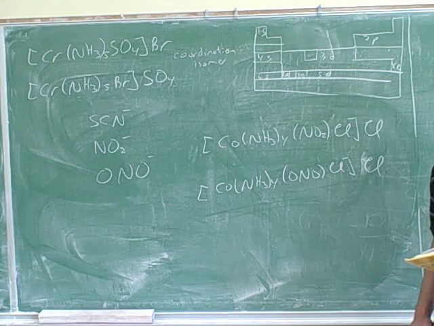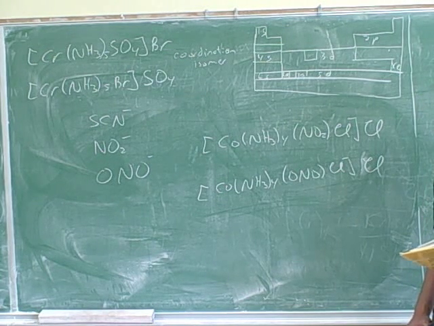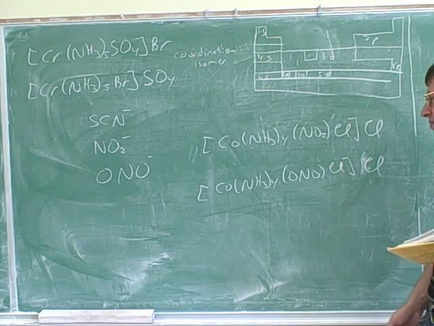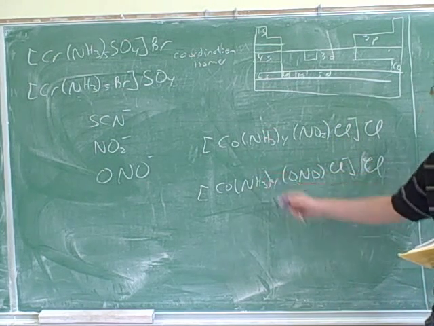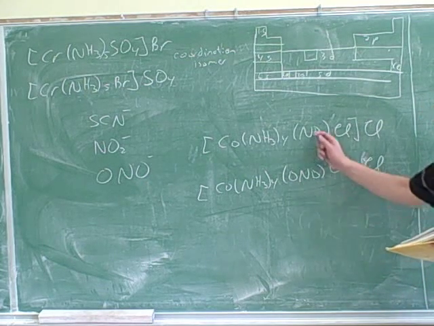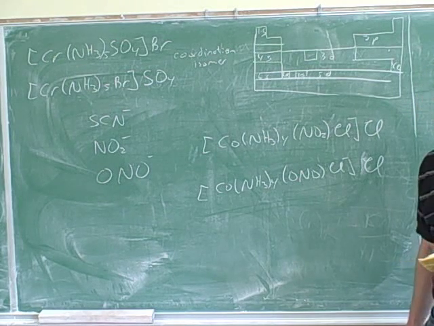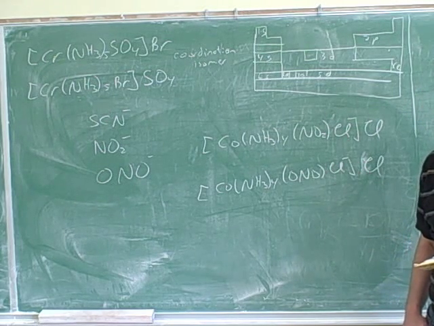Are these isomers? Are these two compounds isomers? Yes, because they have the same elements in the same numbers. For example, 4 ammonias here and 4 ammonias here. 2 oxygens here and 2 oxygens here. So they are isomers. What type of isomerism do these demonstrate?